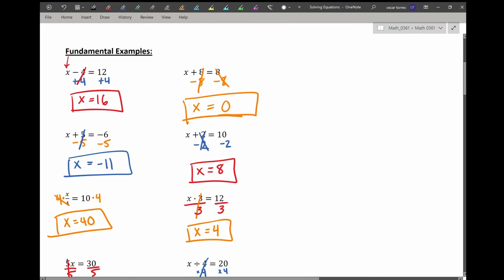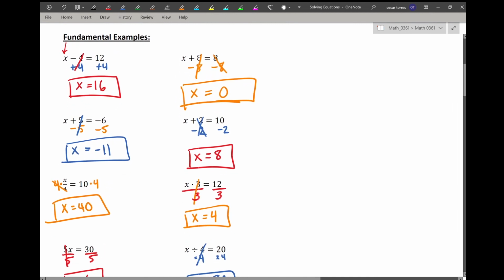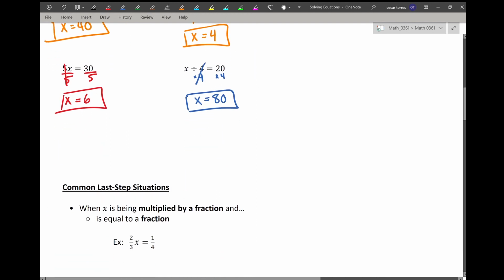If you understand these fundamental examples, adding, subtracting, multiplying, and dividing with x's, then we can move on to the more complicated problems. And in this class, you'll have a lot of those complicated ones. Doesn't mean it takes a long time, but it just takes quite a bit of concentration to solve those problems. So for the second half of this video, that's what I'll do.